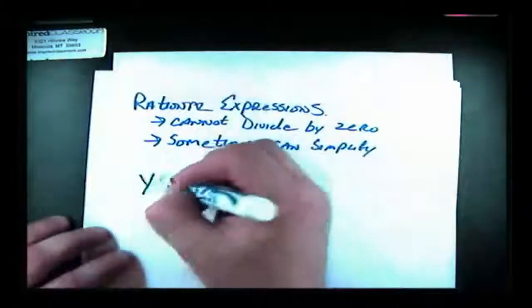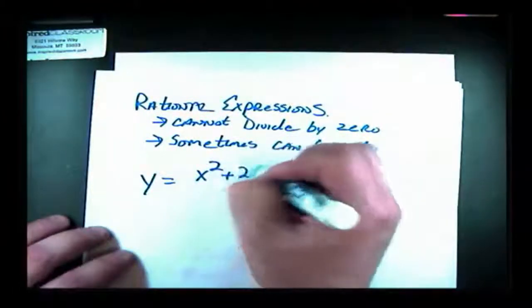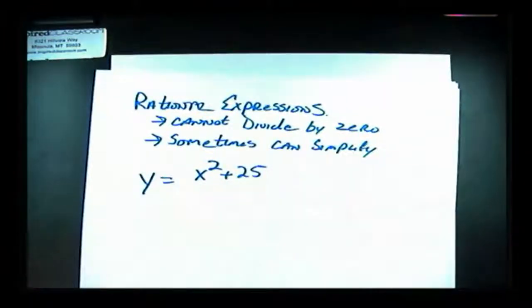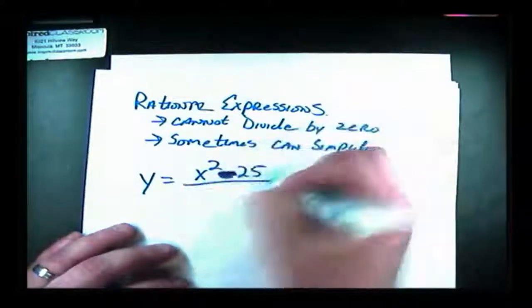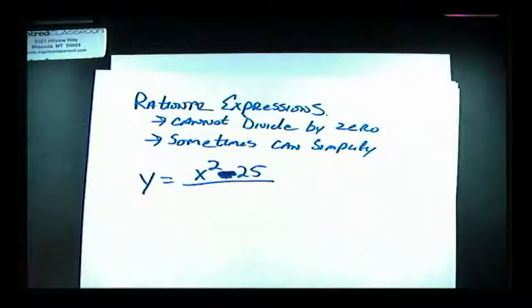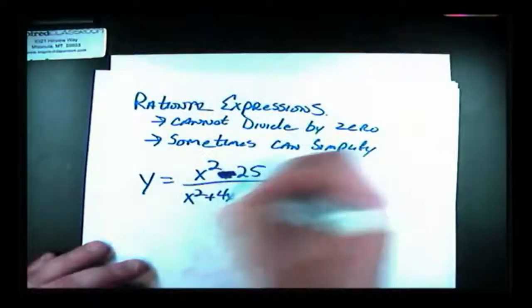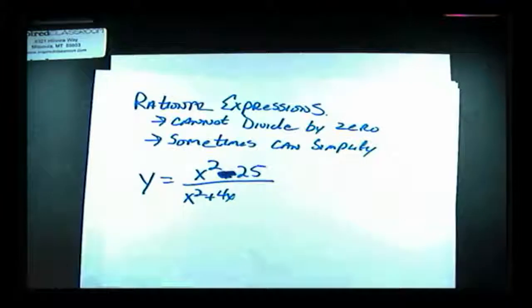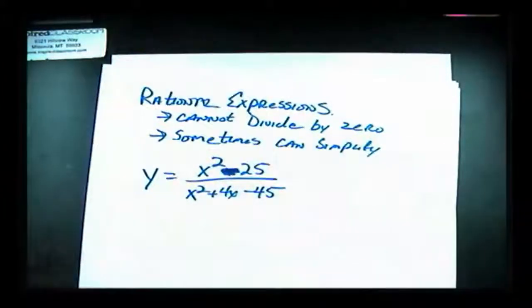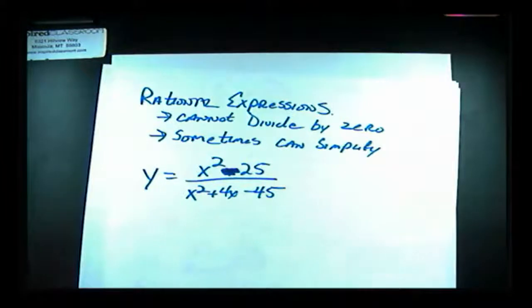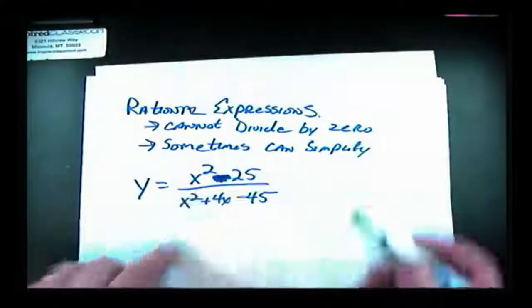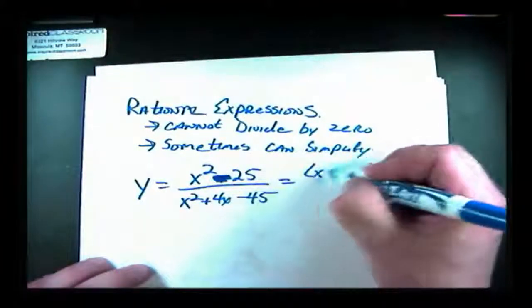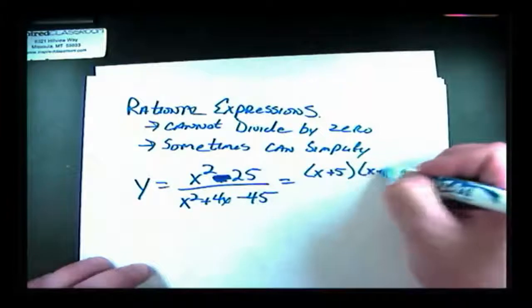Sometimes you may encounter an equation where y is equal to, say, x squared minus 25, I'm sorry, that should be with the minus sign, divided by, say, x squared plus 4x minus 45. I made this problem up myself. Hopefully, maybe you guys can recognize that this is a perfect square up top. So it actually factors nicely to x plus 5, x minus 5.